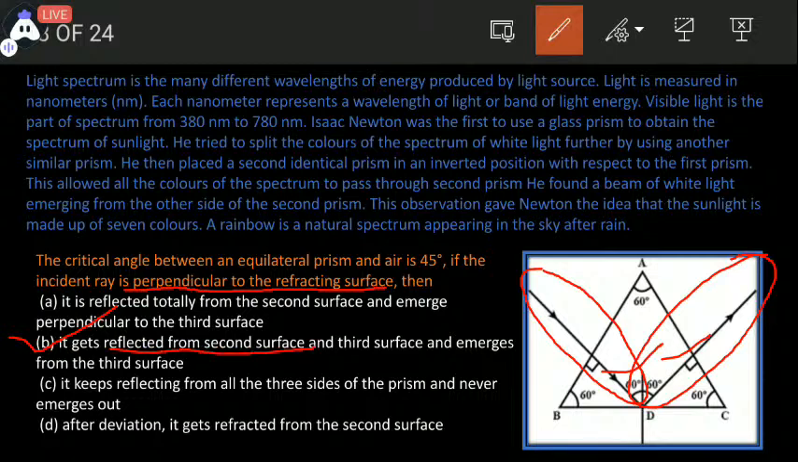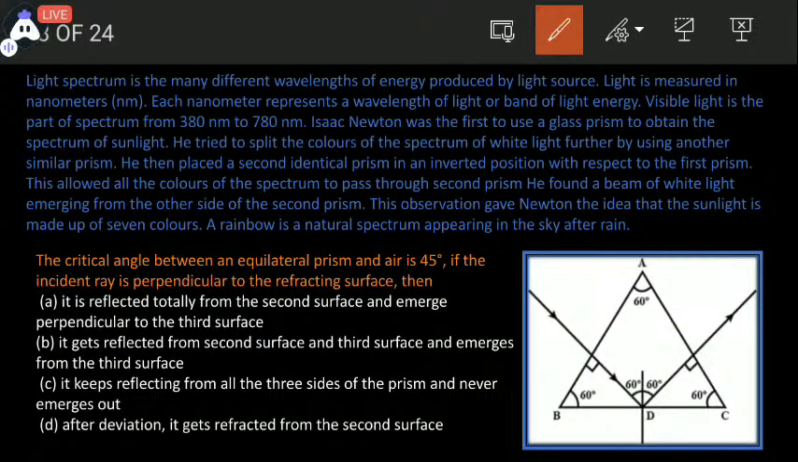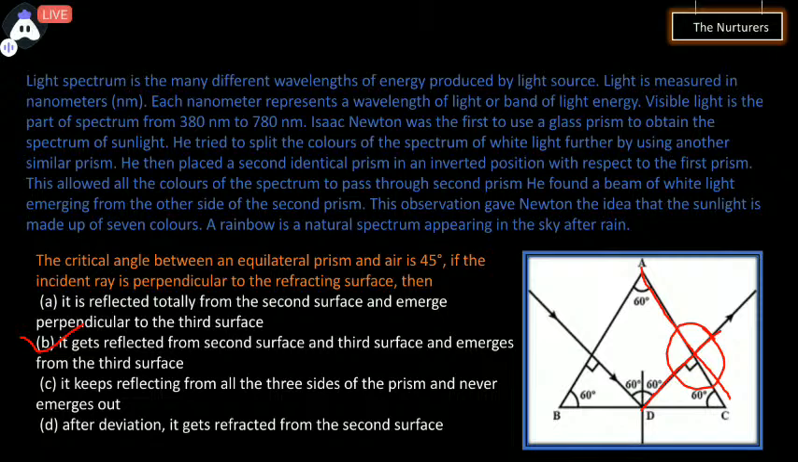अब वो रिफ्लेक्ट होके कहाँ पे जा रही है? अगर हम नोटिस करेंगे, रिफ्लेक्ट होने के बाद वो कहाँ पे गई? इस थर्ड सरफेस पर आ रही है ये वाली रे. तो थर्ड सरफेस क्या है हमारा? AC, and the third surface and emerges from the third surface. Yes, थर्ड सरफेस से वो रिलीज हो रही है. So the correct option of it is, it gets reflected from the second surface and third surface and emerges from the third surface. So this is the correct option of this answer.